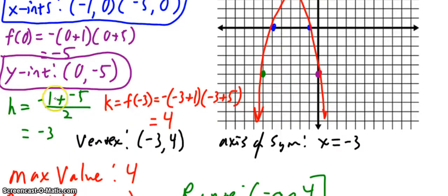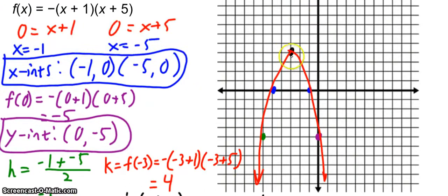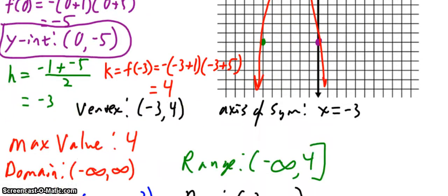Vertex: if I average the x-intercepts, I got an h value of -3, and I plugged that into the function, and I got positive 4. So the vertex is the point (-3, 4). So that's right there, which means my axis of symmetry is x equals -3.